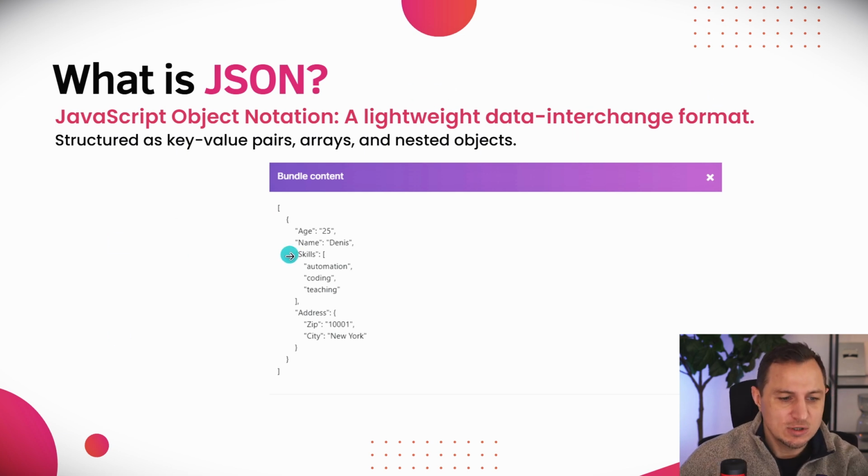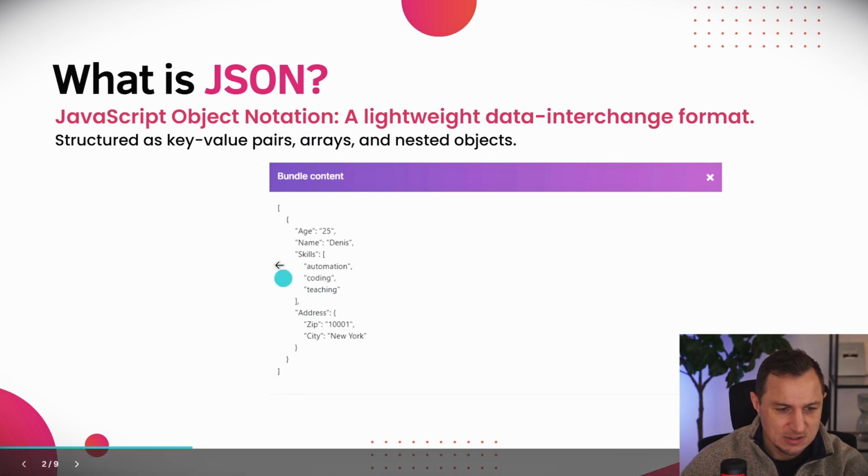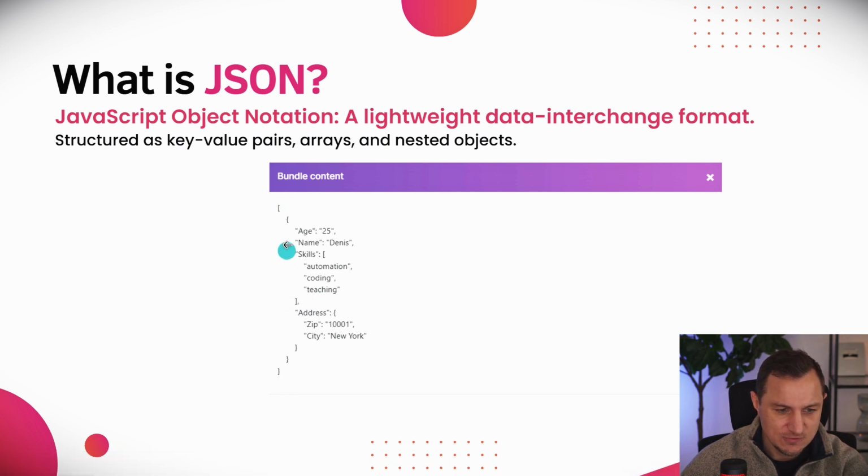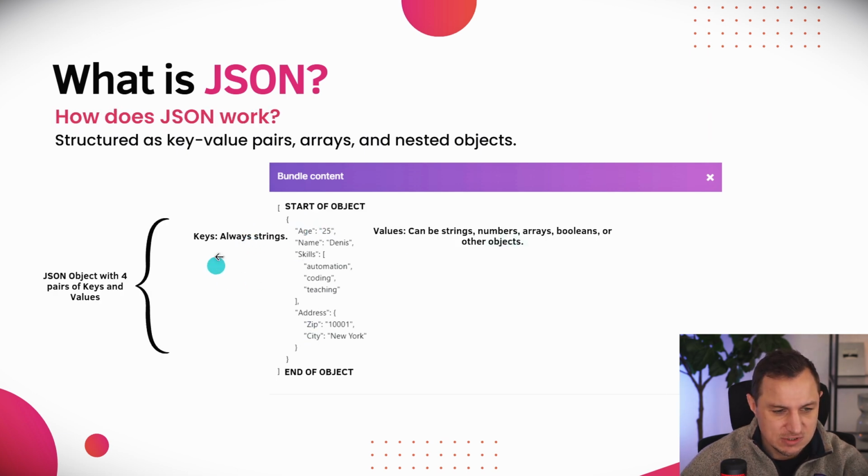So let's look at what this JSON looks like. Here we have a JSON object, and this JSON object contains a bunch of information. It contains the age, the name, the skills, and the address. There are three different things that are happening in here. So we have the key value pair, which you can see here. The key is always a string. That's the left part here. For example, age, name, skills is always a string. What is a string? A string is text.